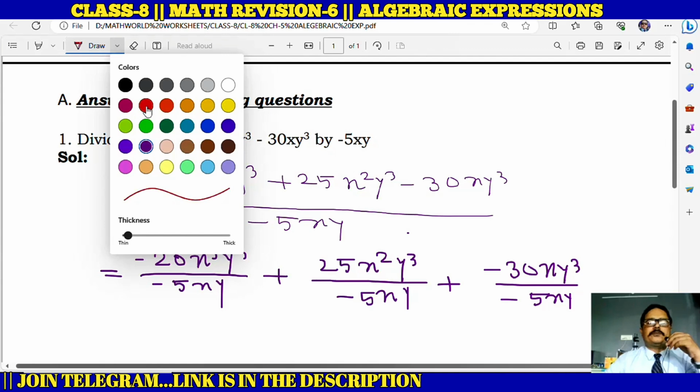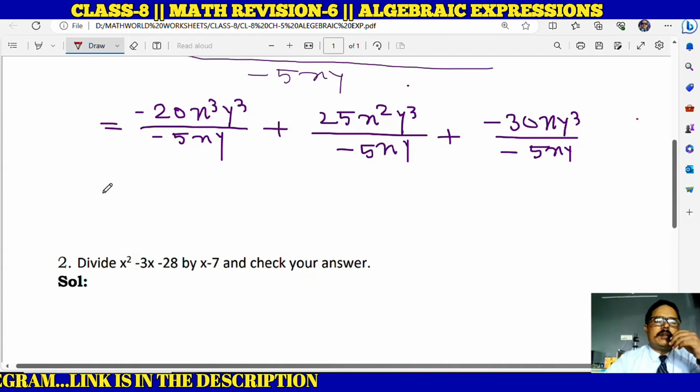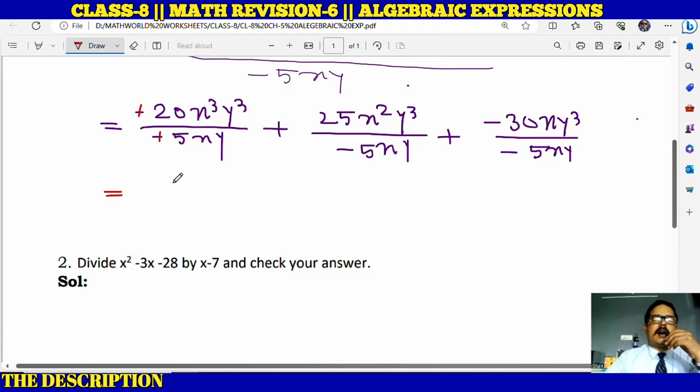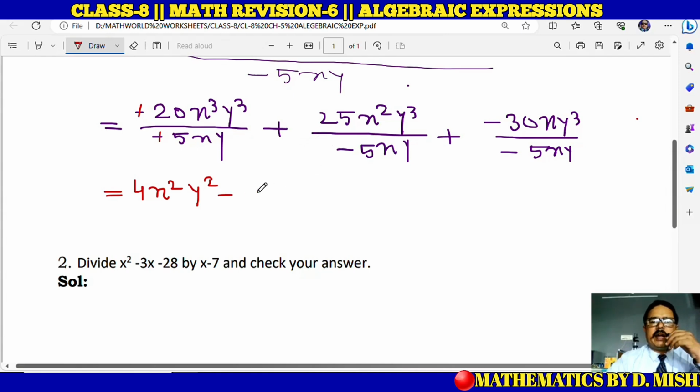In the division, first you operate sign, then numerical factor, and then the variable. So there are 2 minus signs here, so minus minus will cancel here. 5 4s are 20, so there will be 4, and x cube divided by x will be x square, and y cube divided by y will also be y square. Now in the denominator there is a minus sign, so there will be minus because plus by minus gives minus.